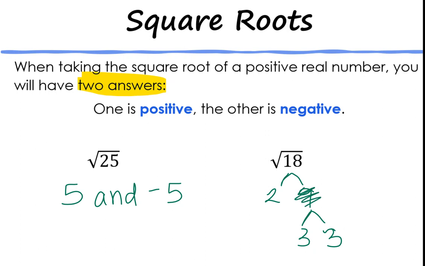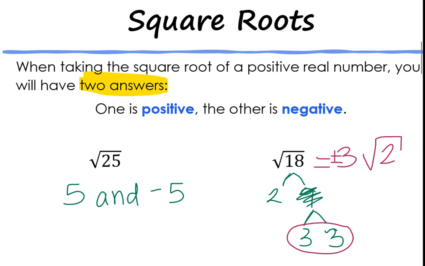Whenever we are thinking square root, we are looking for pairs of numbers that are the exact same number. So for this case, I have a pair of 3s, so I can take that out of my square root. Then anything that is left over goes underneath the square root symbol, so that's where my 2 stays. But we said that we need a positive and a negative, so I'm just going to put a plus or minus sign in front of the 3 square roots of 2. So that's what we do for square roots.